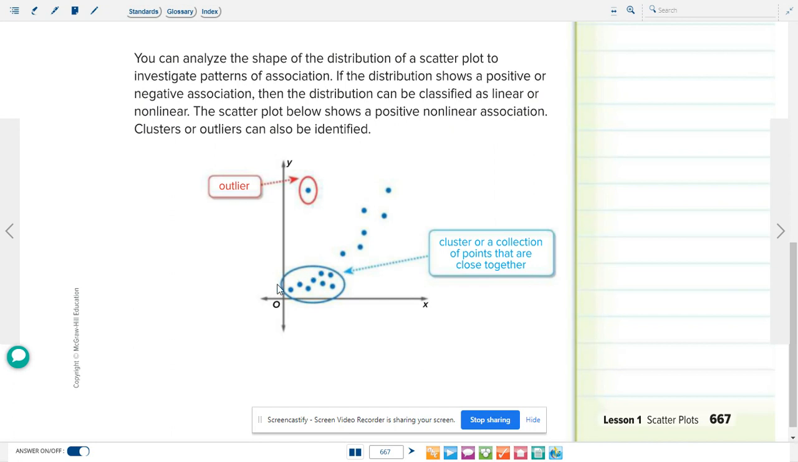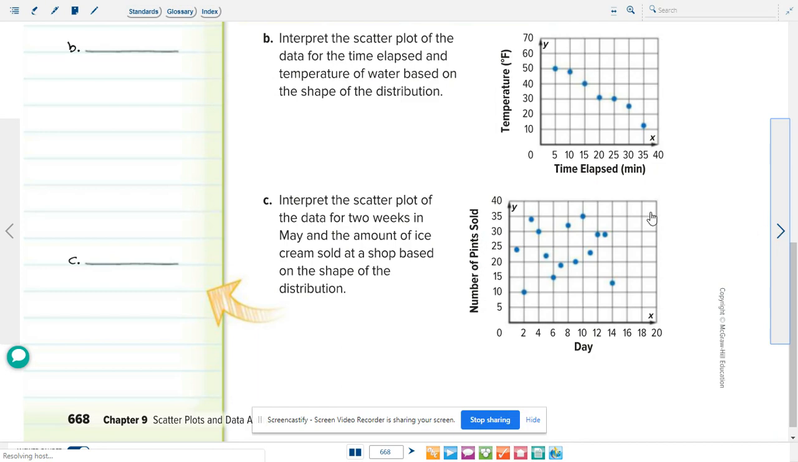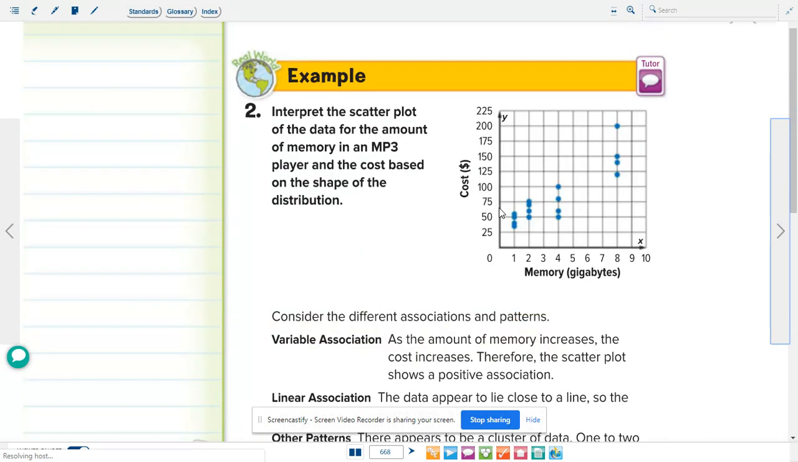Now, a cluster is just a big group of points that are really close together. You can see that here. And then an outlier is something strange that's out of the ordinary, that doesn't follow the pattern of most of the other dots. There are more specific ways to define an outlier, but in general, it's just something that looks out of the ordinary from all the other information, all the other data points.